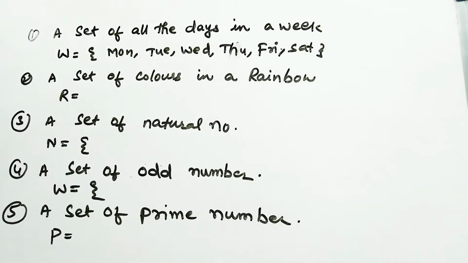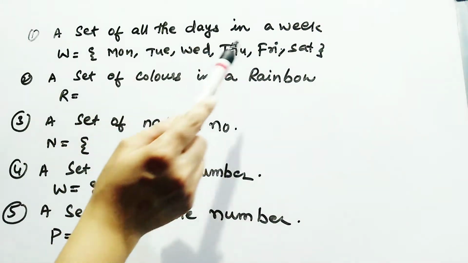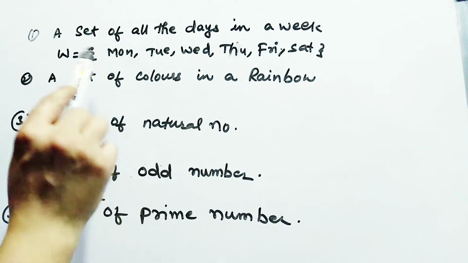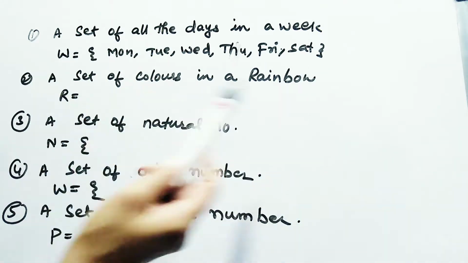Okay, let's discuss some more examples of the roster method. A set of all the days in a week. How many days are in a week? Seven days: Monday, Tuesday, Wednesday, Thursday, Friday, Saturday and Sunday. It is well defined and distinct.